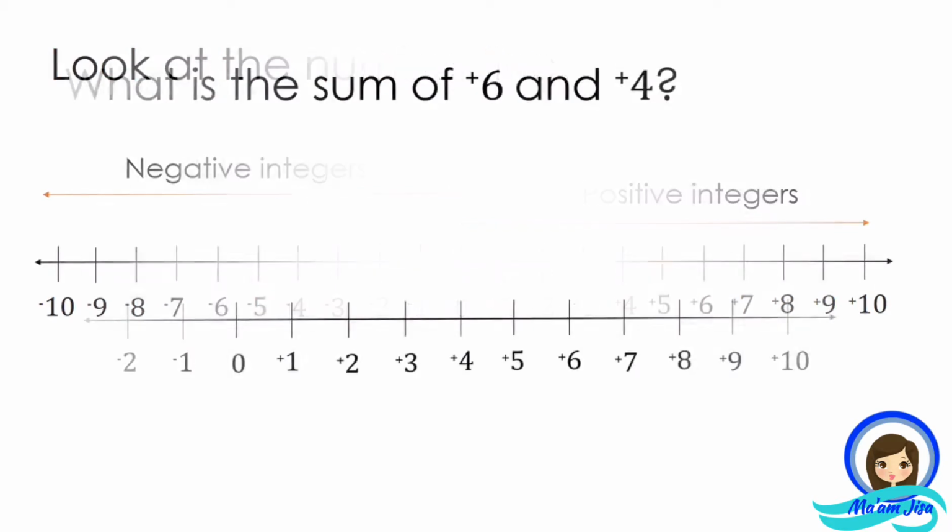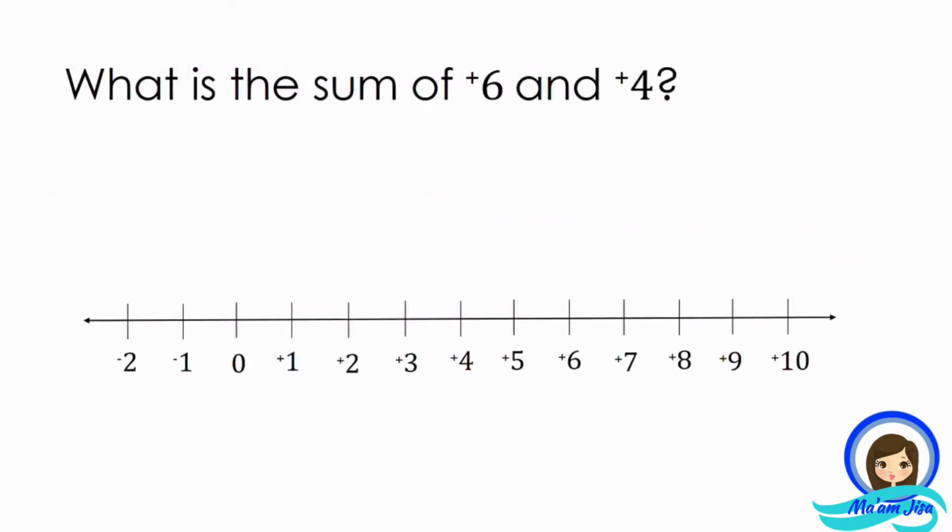Let us have our first example. What is the sum of positive 6 and positive 4? As you can see, their signs are positive. Therefore, the direction of the arrows in the number line is going to the right.